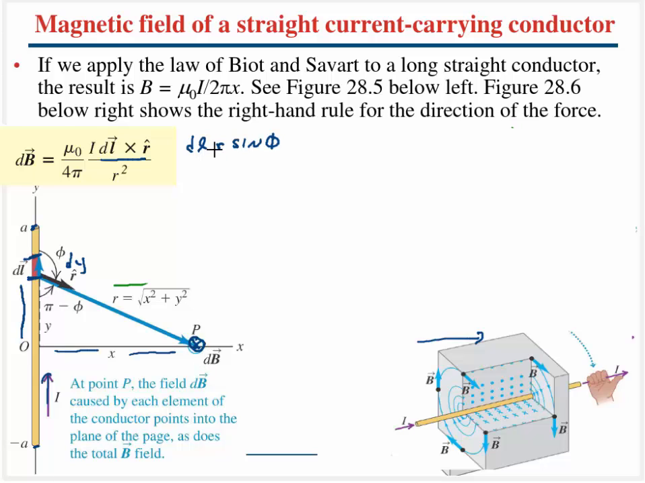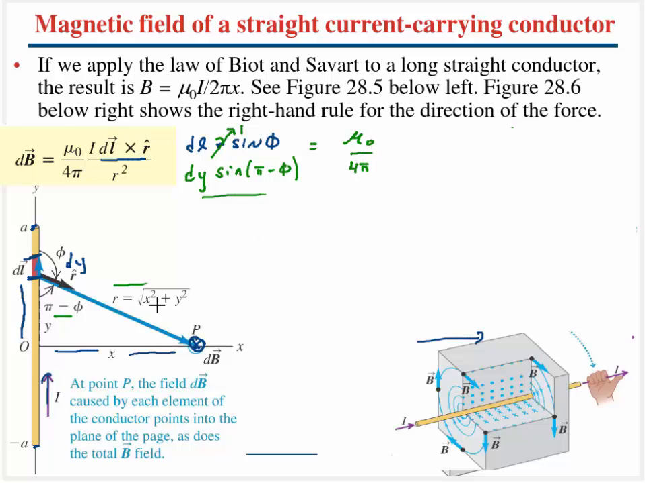So r hat is just going to be a unit vector, so that's just 1, and what we're kind of left with is just a dy, and we could also write that as sine of 90 minus phi, or pi minus phi, for convenience, and that way it looks something more like our triangle right here. So we can boil all this stuff down to be mu naught divided by 4 pi.